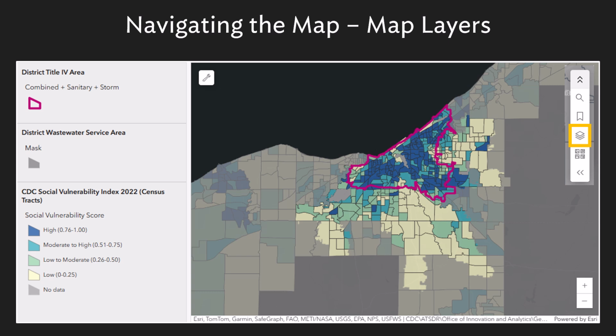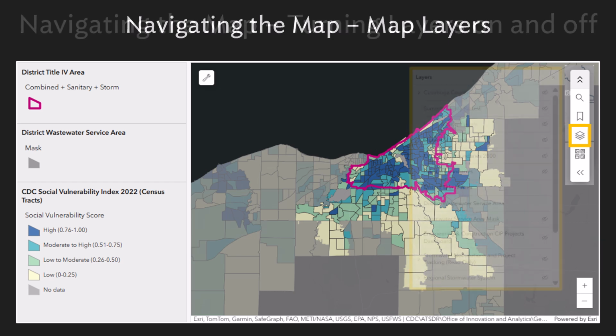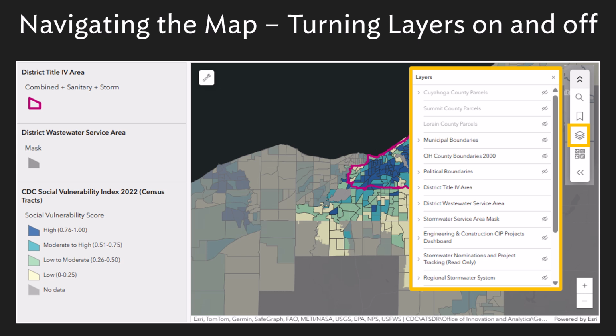You can also turn additional layers on and off by clicking on the layers icon within the map as shown here in the yellow box. This will open a list of layers included in the map. A variety of layers are provided, including various district boundaries, parcel boundaries, municipal and political boundaries, layers showing engineering and construction capital improvement projects, and stormwater projects, as well as the collections and regional stormwater systems.